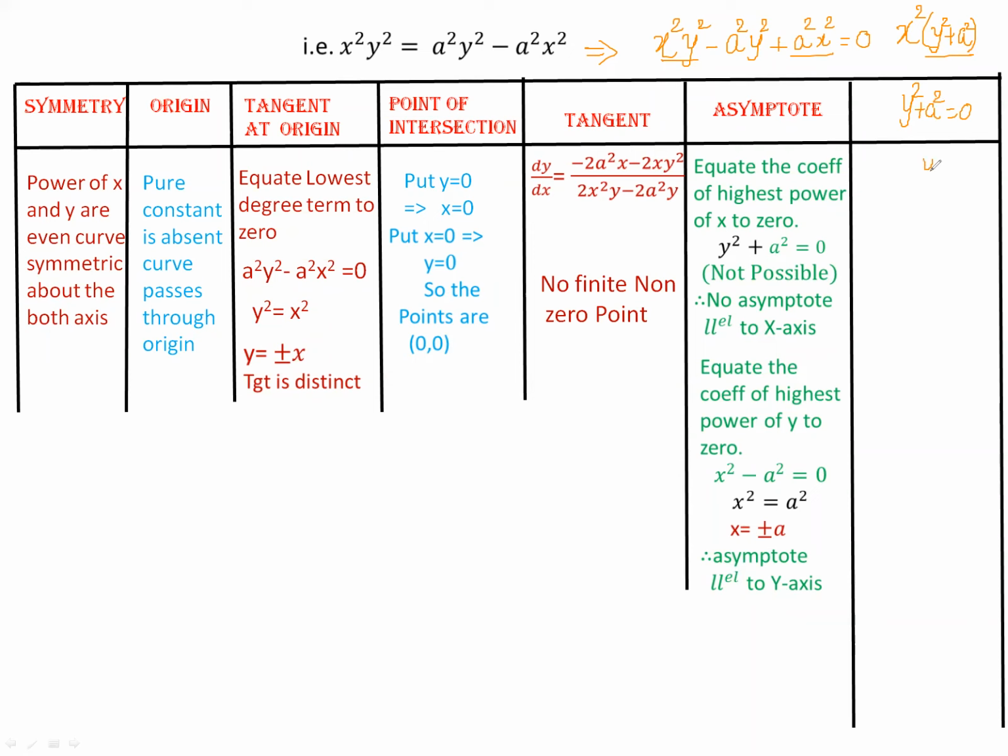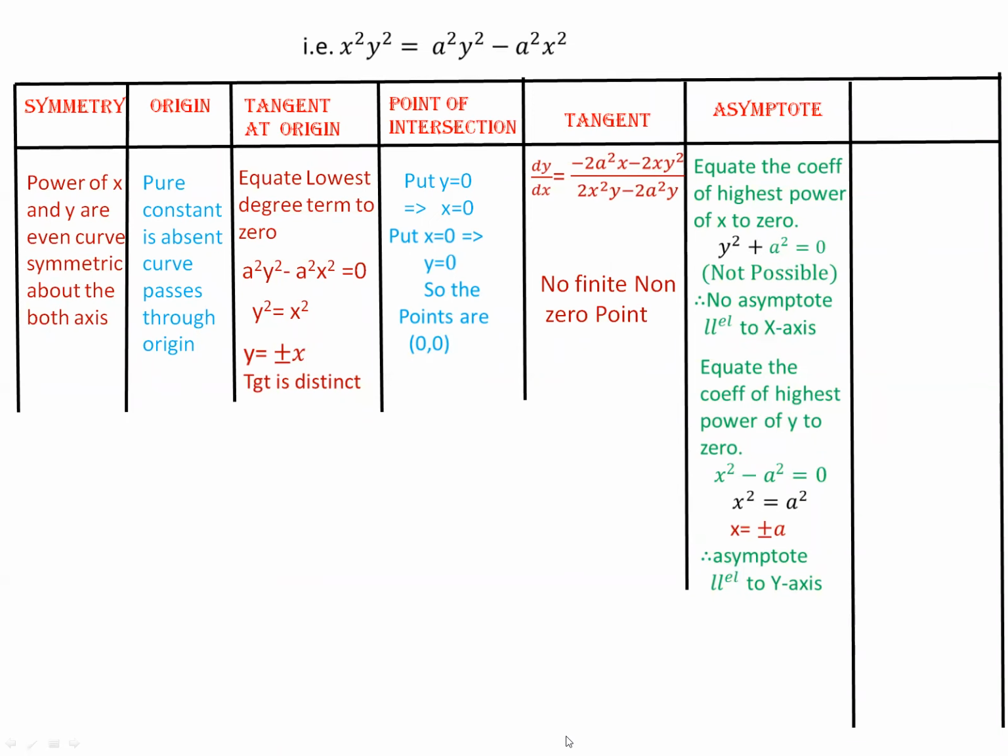So put y square plus a square is equal to 0. What are we getting here? y square is equal to minus a square. Whenever this comes, there is no asymptote. So here the coefficient of x square is y square plus a square is equal to 0, and we are not getting any asymptote parallel to the x-axis.